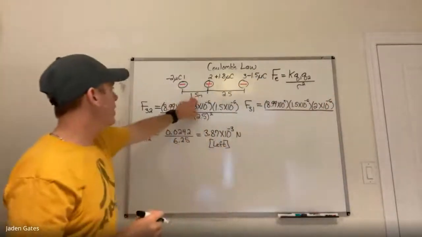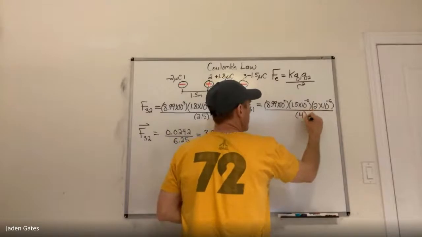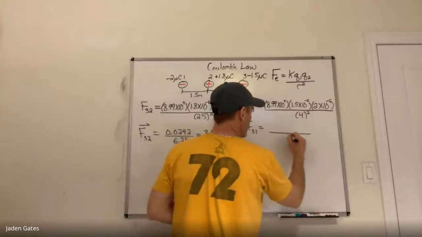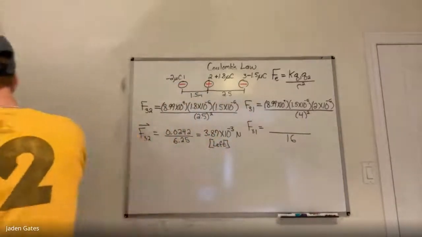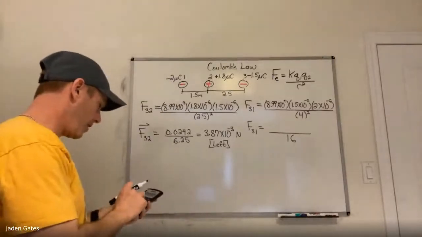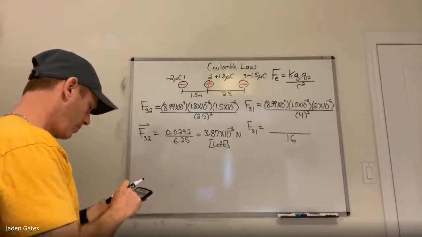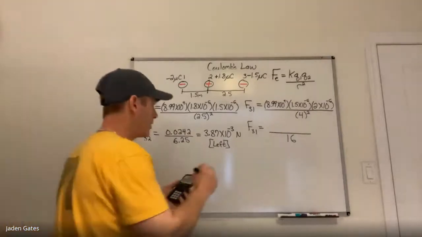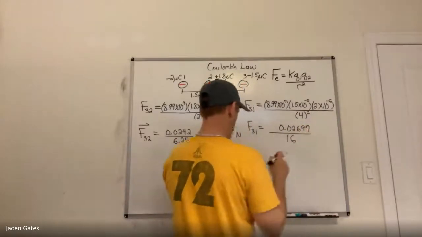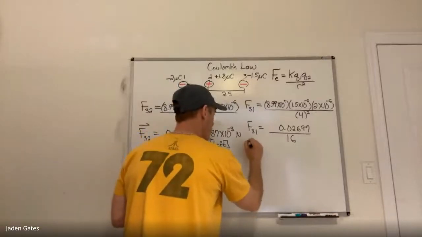We have 1.5 meters and 2.5 meters, so put them together. That's going to be 4, and I got to square it. All right, so continuing on here. Well, I know on the bottom here, I'm going to have a 16, so that's 4 squared. Then I multiply out my other numbers here. And let's see here. So I go 8.99 times 1.5 times 2. And this time I get 0.02697.